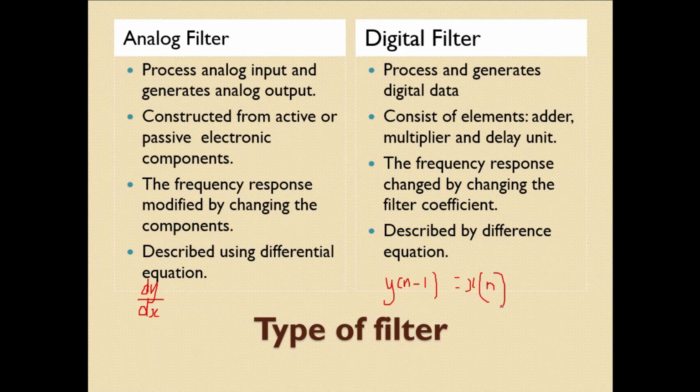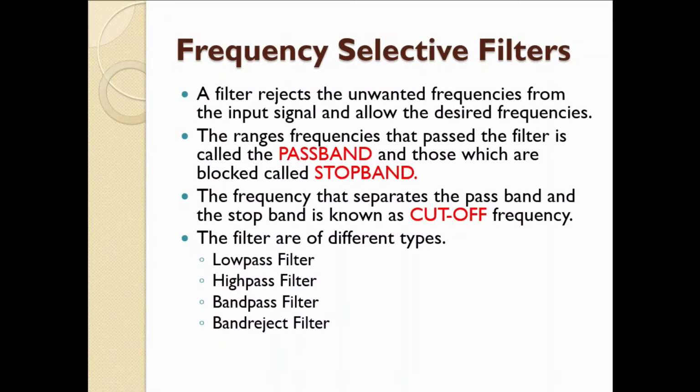So we have two types of filter. For the frequency selective filter, it will reject the unwanted frequency from the input and allow the desired frequency. For example, you want my sound, but you don't want the sound in my background. So this is to reject the unwanted frequency, the sound behind my sound. Second, the range of frequency passed by the filter is called the pass band, and the range of frequency which stops is called the stop band.